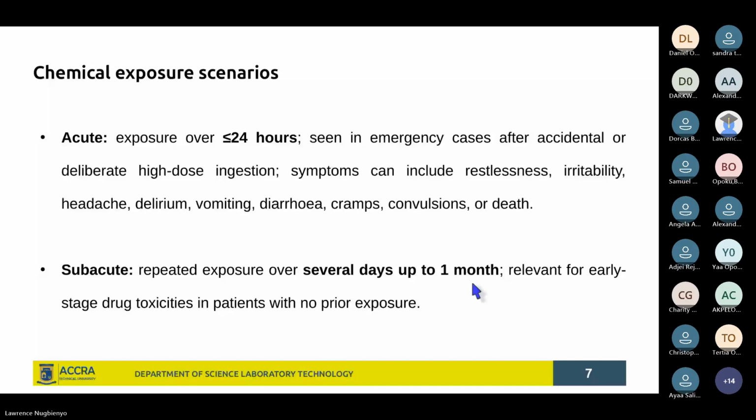No, the person shouldn't have any prior exposure to the substance. Because of course, the moment a person had some prior exposure, then it means that the exposure time, if you actually put it together, is more than that period of the number of days or the month that you are talking about. So it will fall into another form of scenario. So this is for subacute, for several days up to, say, 1 month.